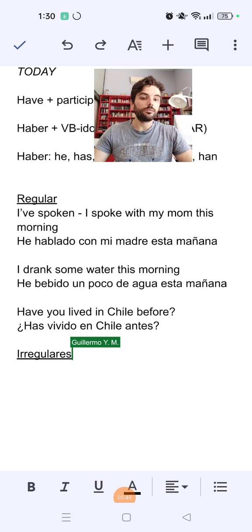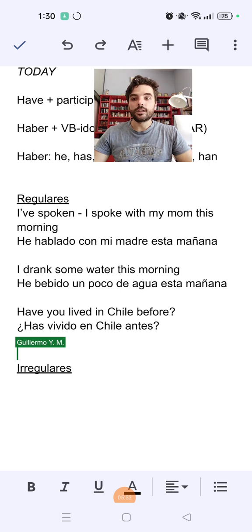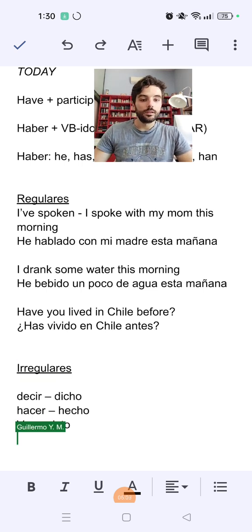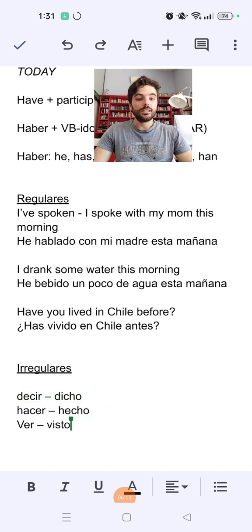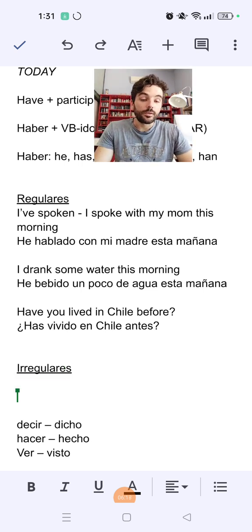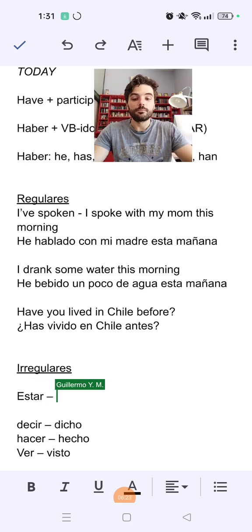Now, for irregulares, right? Regulares, irregulares. Of course, there are some irregularities. So, for example, let me copy some. Decir, dicho. We don't say he decido, okay? The verb to say, right? Dicho. Hacer, hecho. Ver, visto. But then we have irregular verbs that act as regular verbs. For example, estar, very simple, estado.